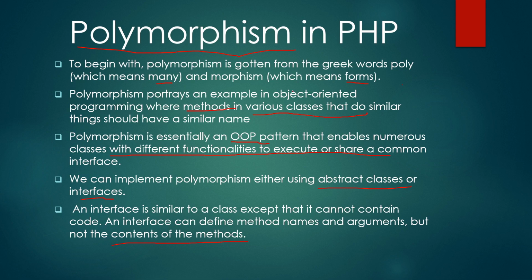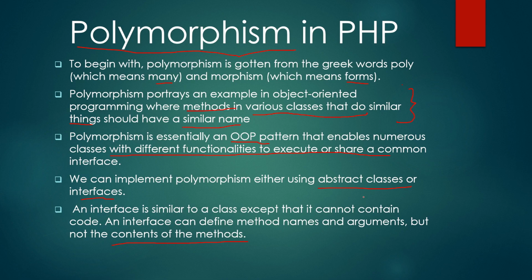Polymorphism portrays a pattern in object-oriented programming where methods in various classes that do similar things should have a similar name. This is the important principle of polymorphism. Polymorphism is essentially an OOP pattern that enables numerous classes with different functionalities to share a common interface. We can implement polymorphism either using abstract classes or interfaces.